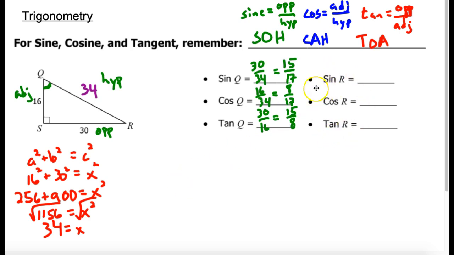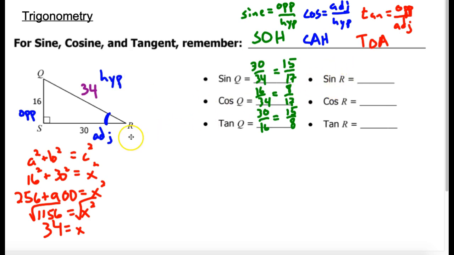So now, if I want the sine, cosine, and tangent of r, I need to relabel. So I'm gonna erase these labels that I have here. And now with respect to r, let's label the sides. So with respect to r, 16 would be the opposite side. 30 would be the adjacent leg, and 34 is still the hypotenuse.